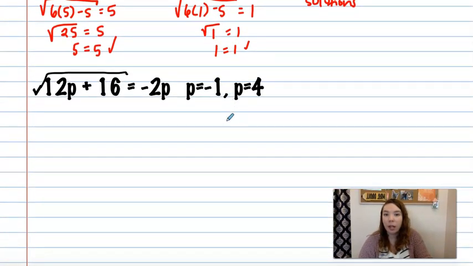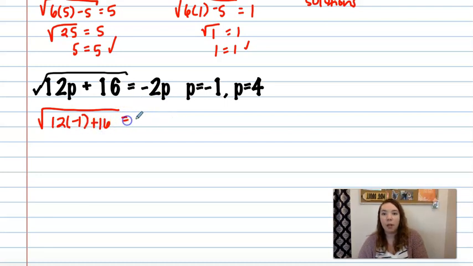Moving downwards, I'm going to plug in negative 1 first. So I'm going to have 12 times negative 1 plus 16. We want to know if that's negative 2 times negative 1. So this would be negative 12 plus 16 is root 4. We want to know if that's equal to a positive 2. And here we get 2 equals 2. So that works.